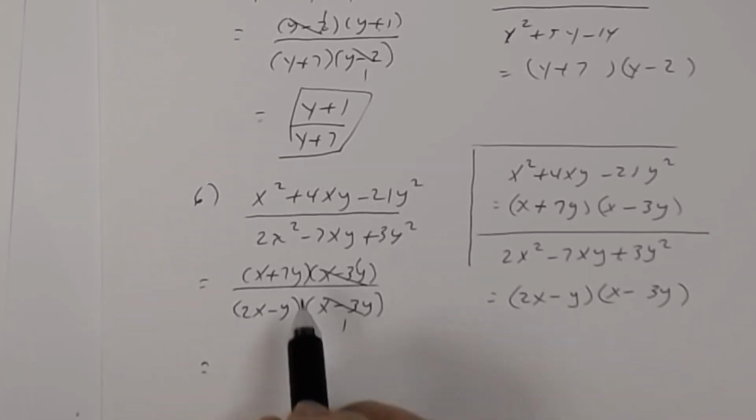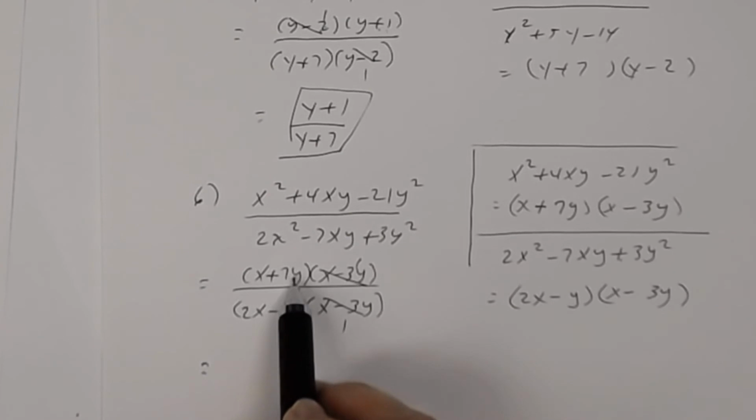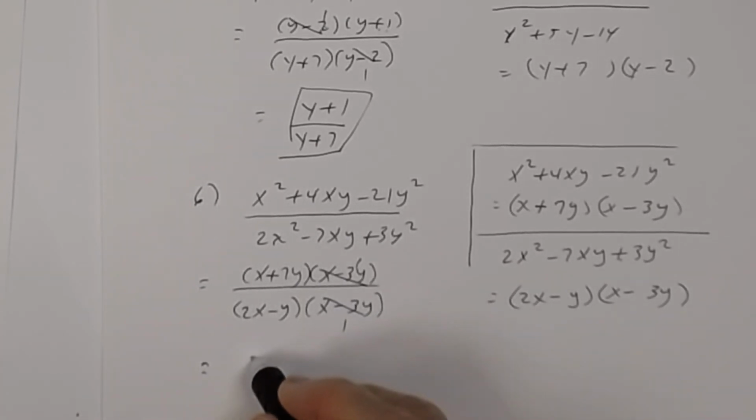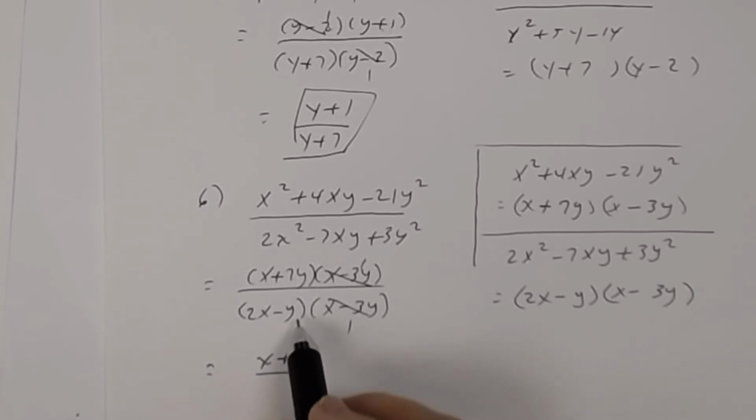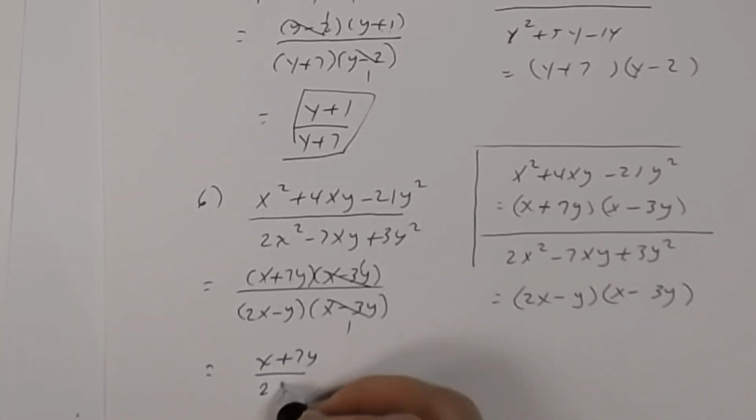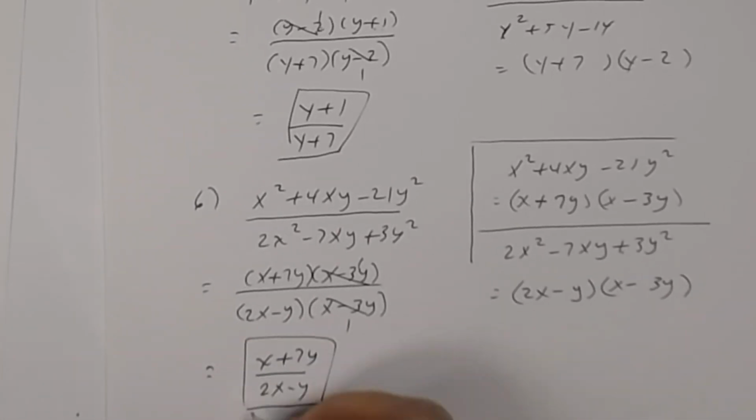And so now your answer will be x plus 7y times 1 is x plus 7y. The denominator, 2x minus y times 1 is 2x minus y. And so that's your answer.